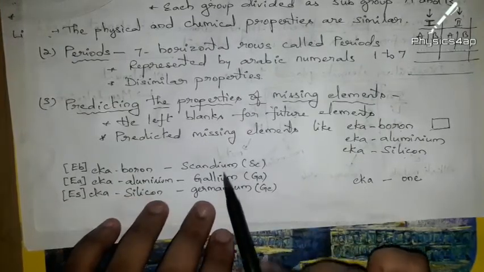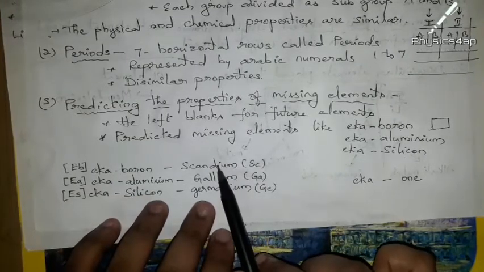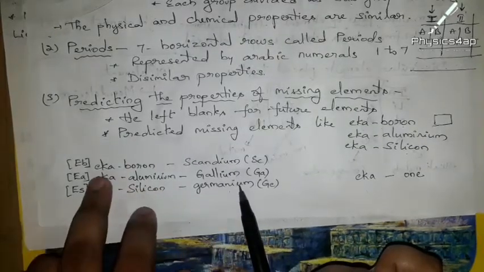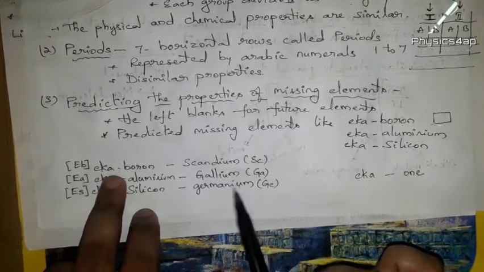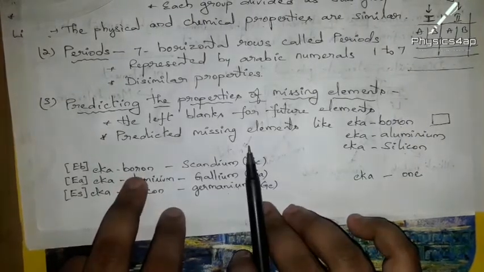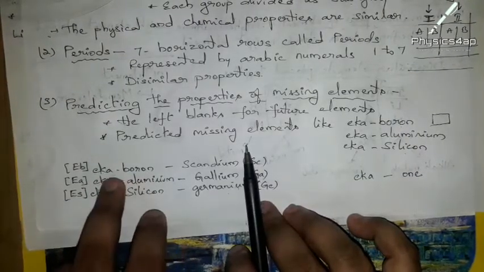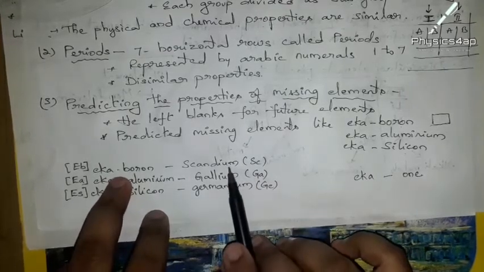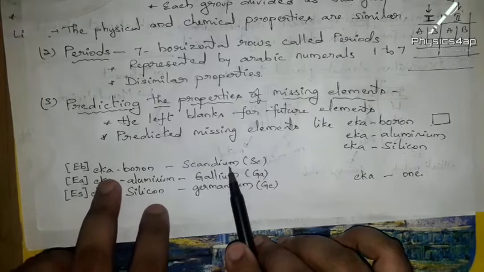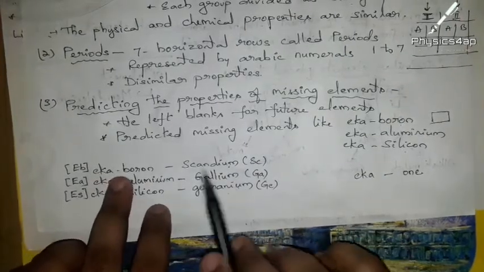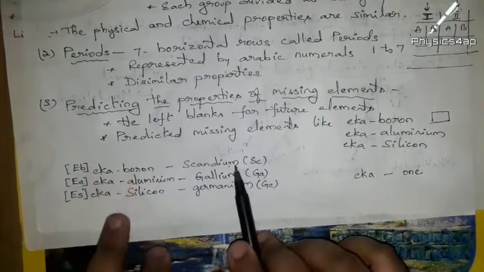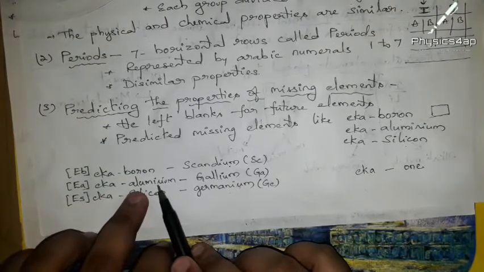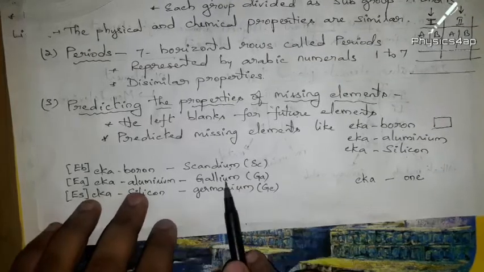After finding the chemical and physical properties of scandium, gallium and germanium, these were quite similar to the elements predicted by Mendeleev, that is Eka boron, which was predicted at that time. The properties given by Mendeleev were the same as the properties of scandium. So in the place of Eka boron, scandium has been placed, and Eka aluminum, the predicted properties were quite similar to gallium.